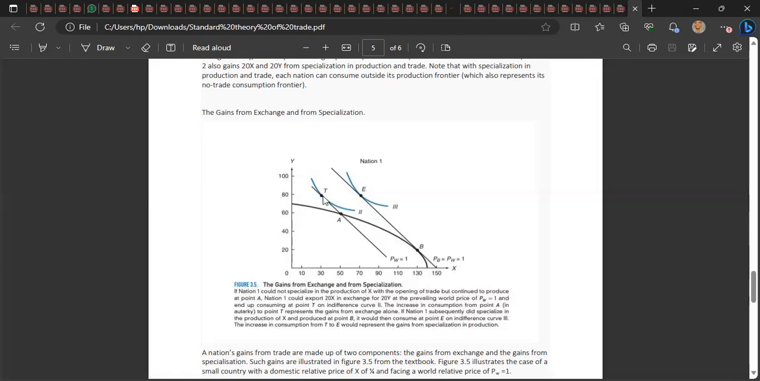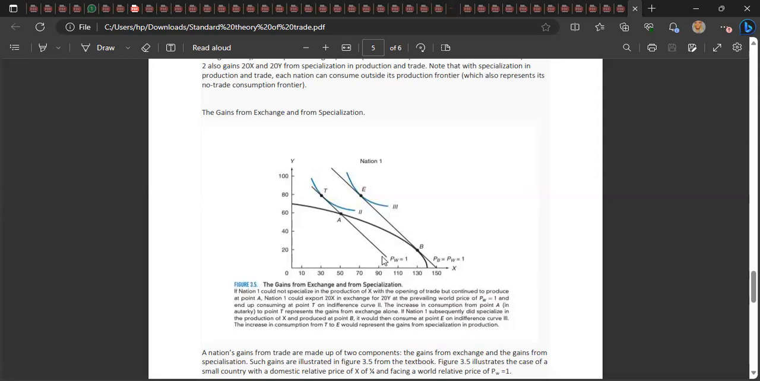So that movement from T to E represents your gains from specialization, right? It's not enough to just exchange; you also specialize so that you are on a higher indifference curve. You can see if you just exchange, you only get to indifference curve number 2. But if you exchange and specialize, you can go to an even higher indifference curve.